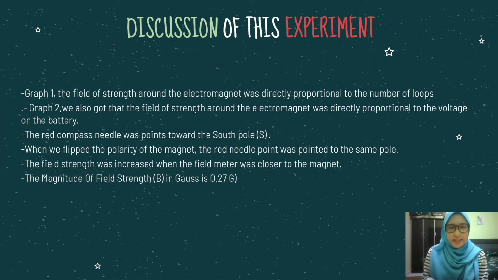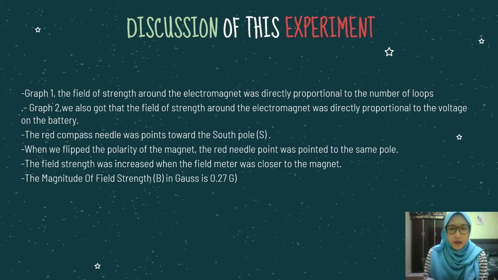Okay, for the discussion part, in this experiment, we got that in graph 1, the field strength around the electromagnet was directly proportional to the number of loops. And for graph 2, we got that the field strength around the electromagnet was directly proportional to the voltage on the battery. Okay, we also noticed that the red compass needle pointed toward the south pole.